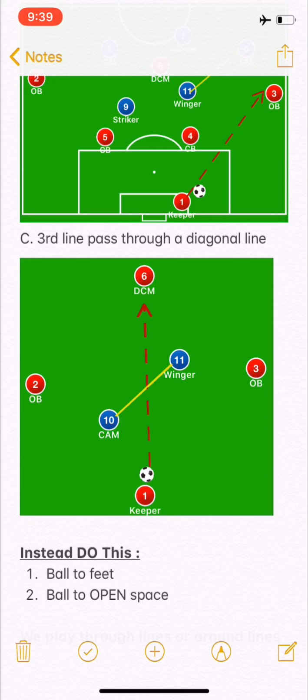All right, so we're trying to avoid those passes. Instead, what do we do? We're looking to play ball to feet or ball to open space. There it is.